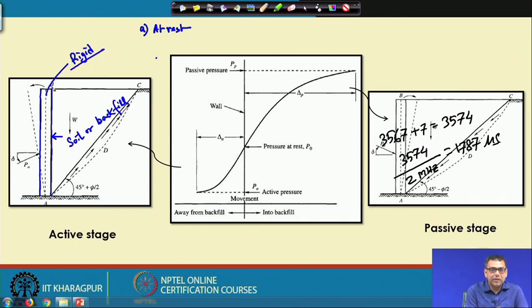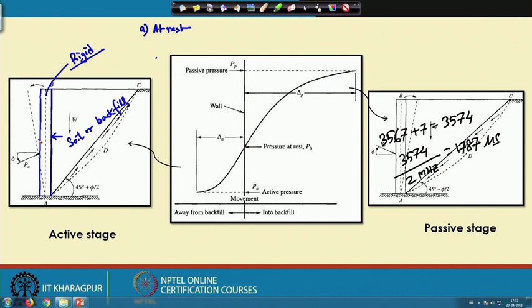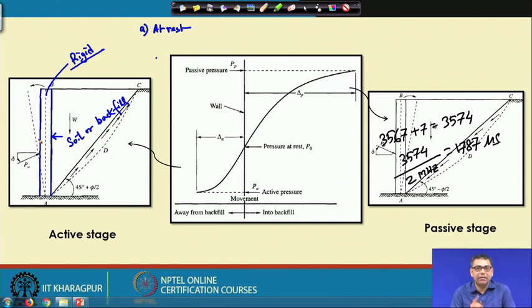So, this wall is not moving. When this soil is applying stress on this wall, the wall is so rigid that it is not moving. So, there is no movement in the wall, so it is at rest condition. In that condition, the earth pressure that is applying on the wall is called the earth pressure at rest. That means there is no movement of the wall.